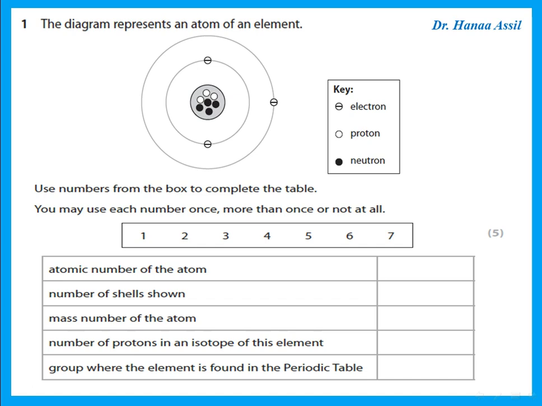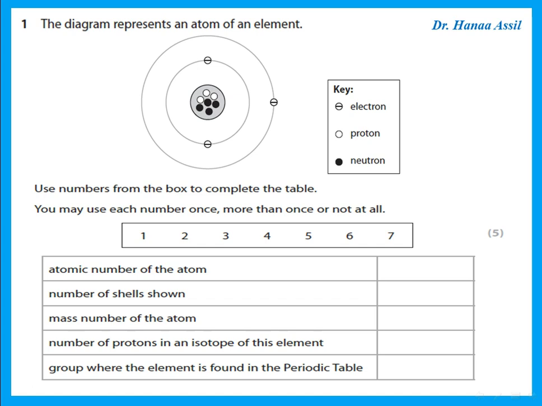The first question says, the diagram represents an atom of an element. Use numbers from the box to complete the table. You may use each number once, more than once, or not at all. So you have the diagram of an atom. He's showing where is the electron and where is the proton, where is the neutron, and he's asking you what is the atomic number of this atom. Of course, atomic number is number of protons. How many protons do we have? We have 3 protons, so the atomic number is 3.